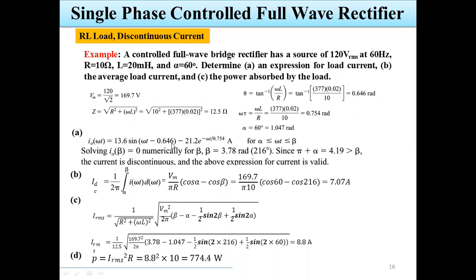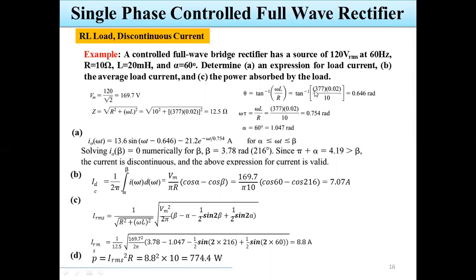Before going to the transient current, we have to solve the time constant and the impedance value, because we need Vm by Z. So I have to calculate the impedance, the square root of R squared plus omega L whole squared, and we get 12.5 ohms as the impedance value. Next, theta is the tan inverse of omega L by R.